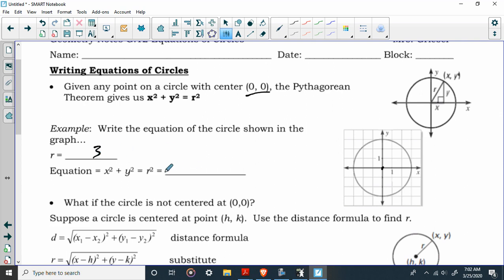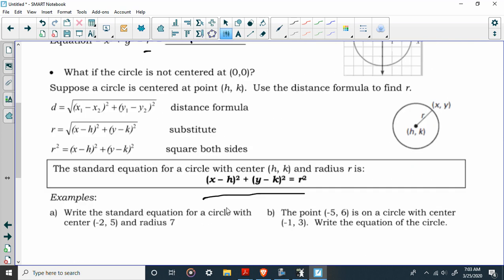Okay. So the equation is x squared plus y squared because it's centered at the origin. So hk is actually 0, 0. And what are we going to say? That x squared plus y squared is equal to r squared. What's your radius squared? Your radius squared is 3 times 3, which is 9. So the full equation of the circle should be, oops, x squared plus y squared. Sorry. X squared plus y squared is equal to 9.